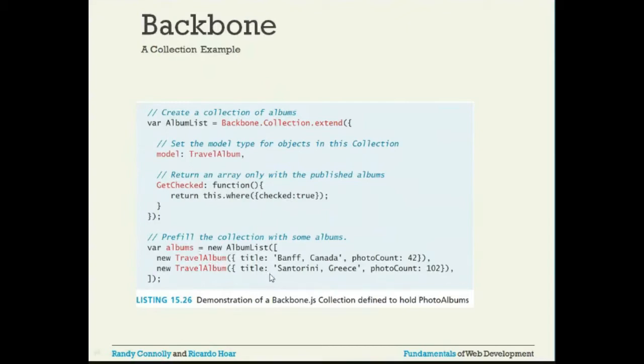Then prefill the collection with some albums. So this is the example where we are prefilling the collection with the model objects. You can see variable albums is equal to new album list, and inside we have new travel album. Title is Banff, Canada. Photo count is 42, and another travel album object. That is how two objects are stored in this.